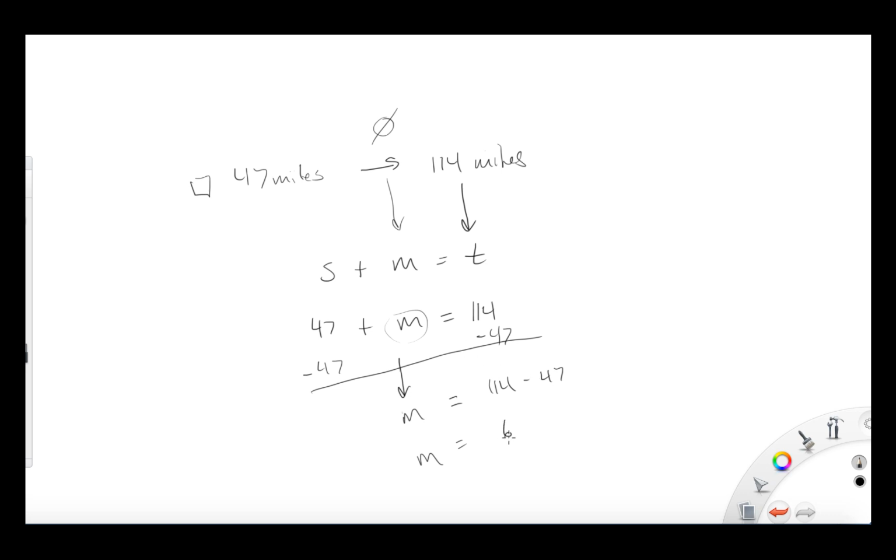So whatever that number is, which is going to be 67, we do know that. If we put 67 back up here, 47 plus 67, does that equal 114? It sure does. So this is how many miles he drove that day. Because he started with 47 miles and he ended with 114, we want to know what the middle number is here. Okay, that's the whole point.